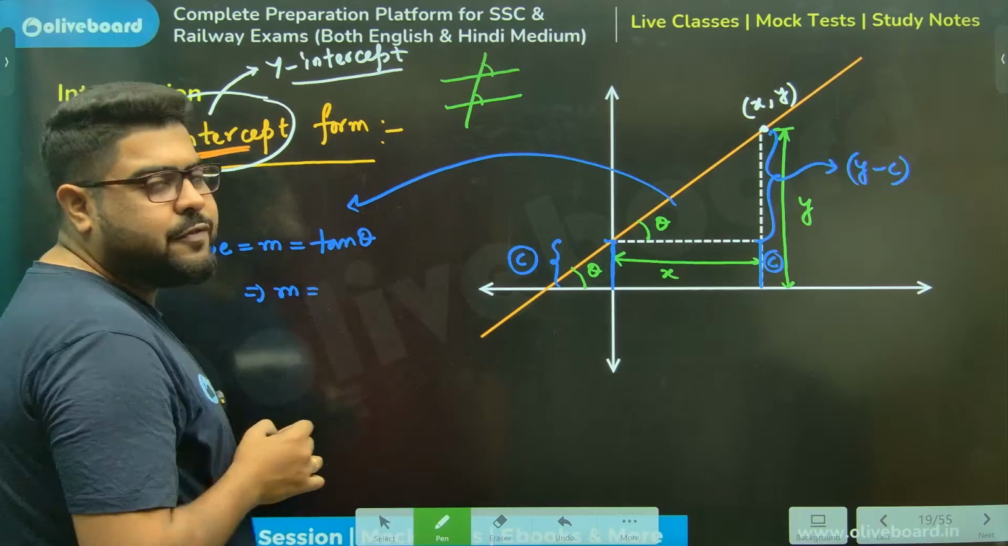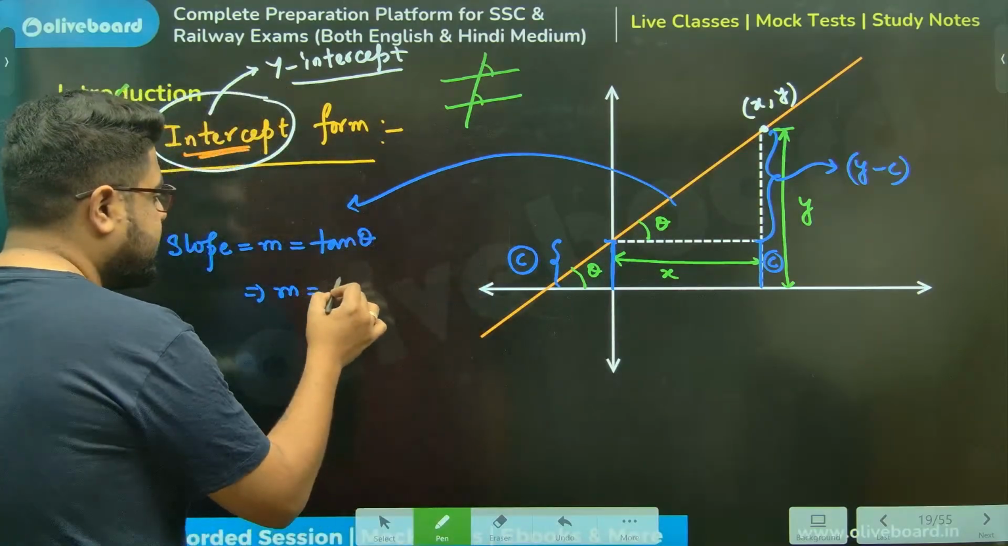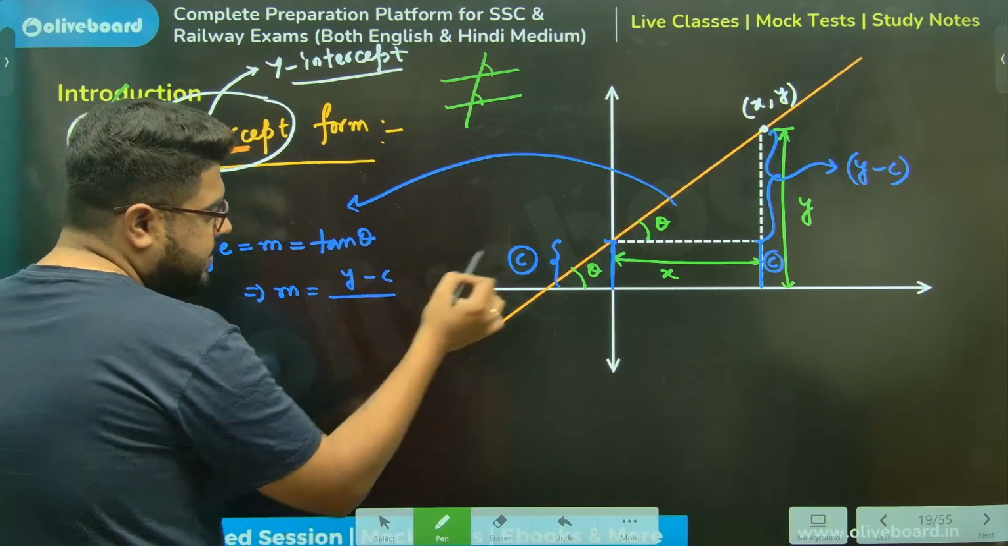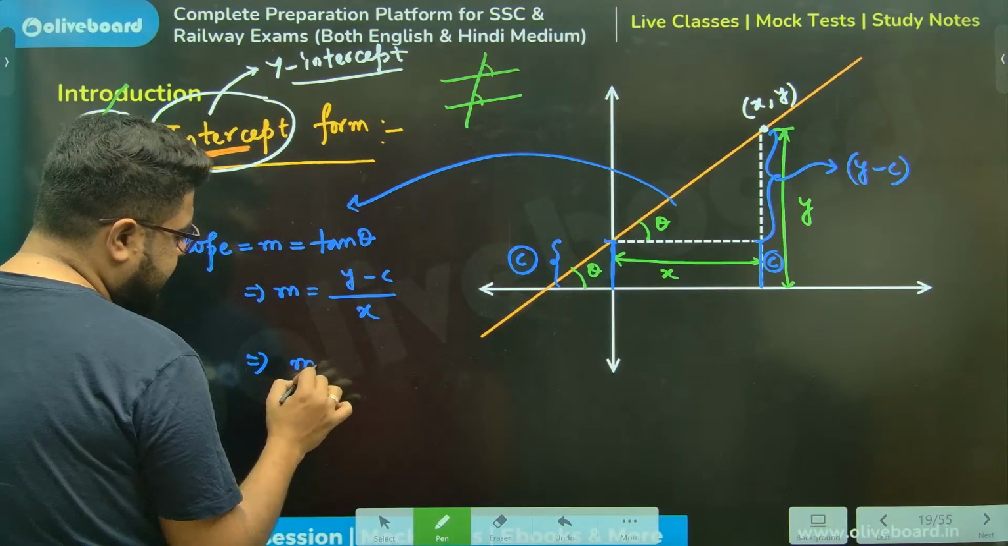Sir, what is the definition of tan theta? The height by base. Height is what? Y minus c. Base is what? X. So multiply this side. M into x.